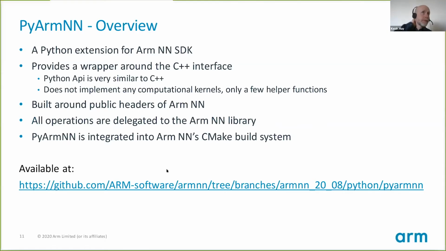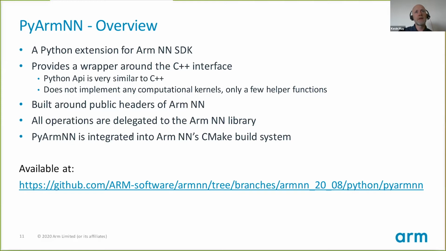PyArmNN. So PyArmNN is a Python extension for Arm NN SDK. Many people use Python through neural network frameworks like PyTorch and TensorFlow. And so I think offering a Python API to ARMNN is a really nice feature. It's essentially a wrapper around the C++ interface. And if you're familiar with our C++ API, it's very similar to use. So as such, it doesn't actually implement any computational kernels, just helper functions, and it's built around the public headers of Arm NN. So all the operations are delegated to the Arm NN library.